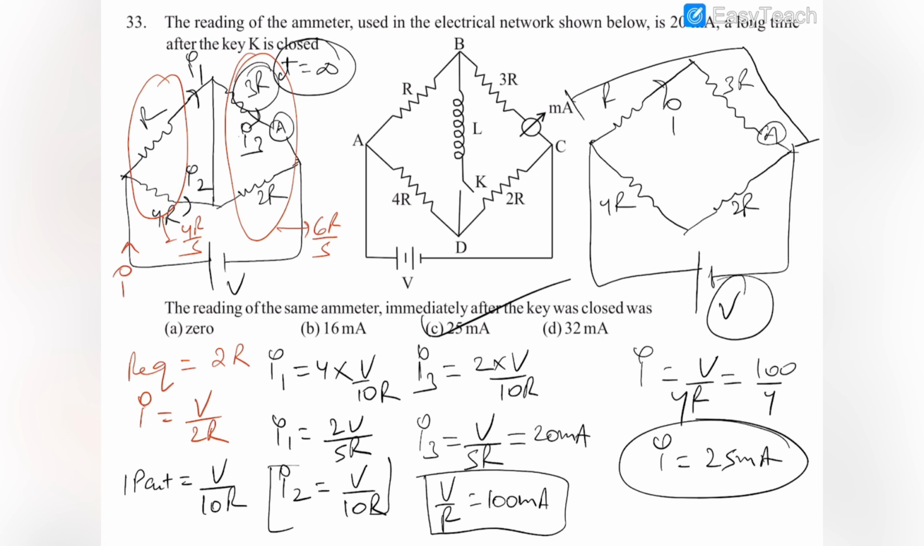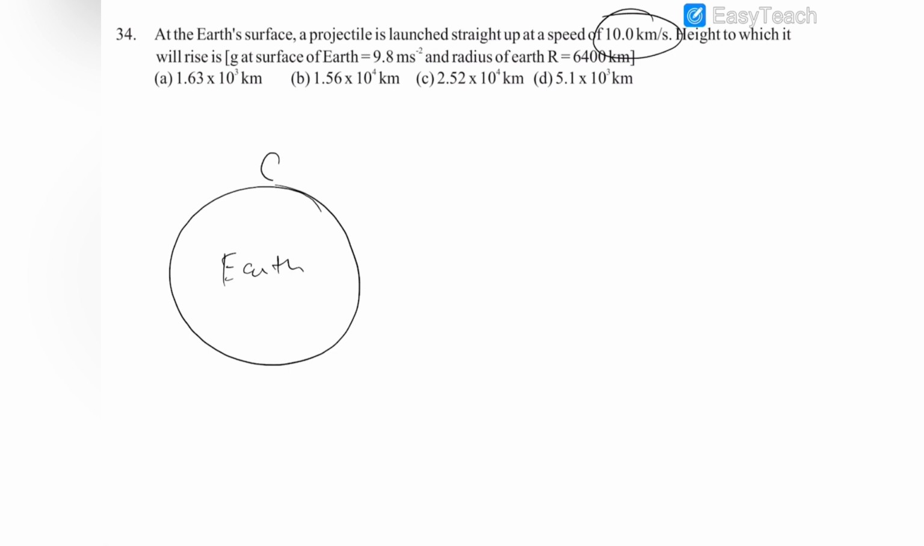Now we move on to the next question. In this question, it is given that a projectile is launched from the Earth's surface with a speed of 10 kilometers per second. So this is a projectile which is launched with a speed of 10 kilometers per second. We have to find out the height to which it will rise. So let us suppose that this height is h.